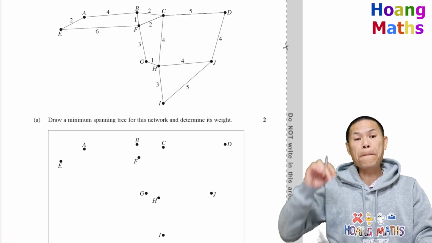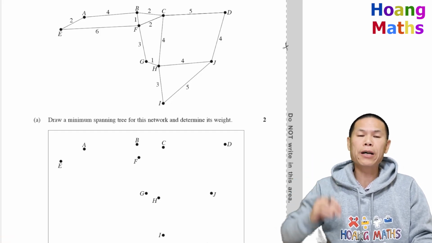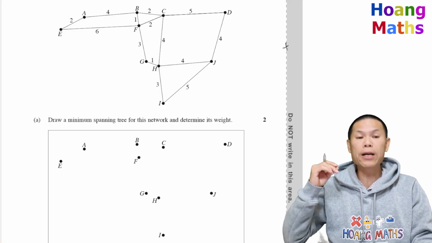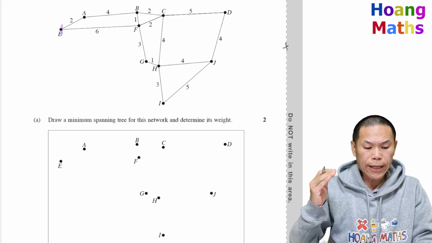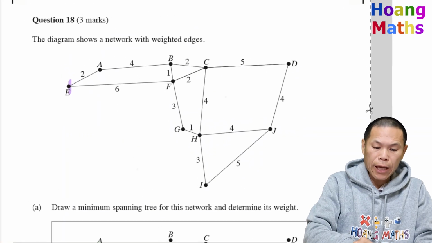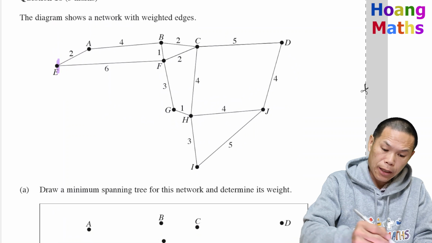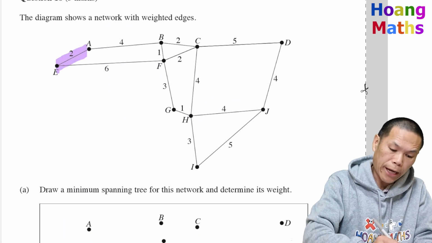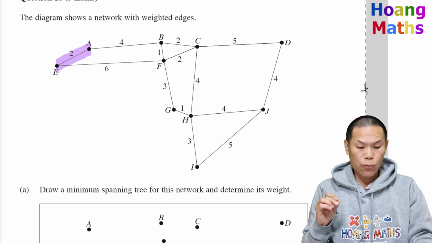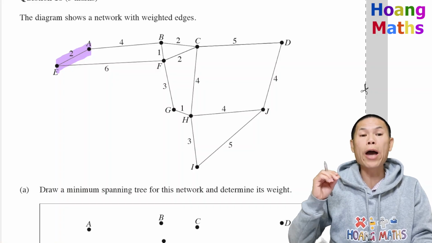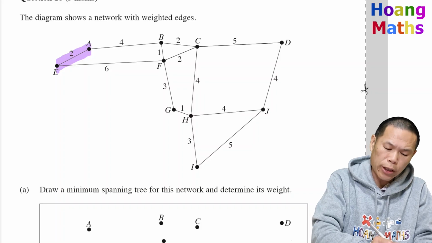We need to draw a minimum spanning tree for this network. So we can start from any vertex. Let's start from vertex E. From E, we can either go to A or F. But then we have to pick the smallest value, which is in here. So we go E to A because that is 2. Now from E and A, we can go to B or F. But we need to go to B because 4 units is smaller than 6.